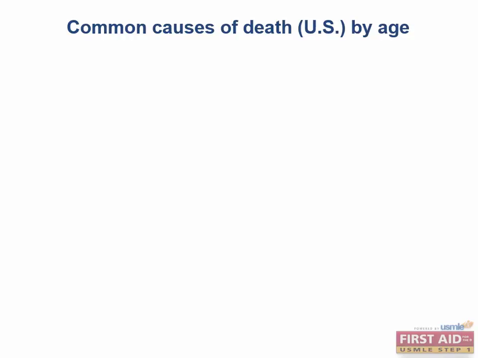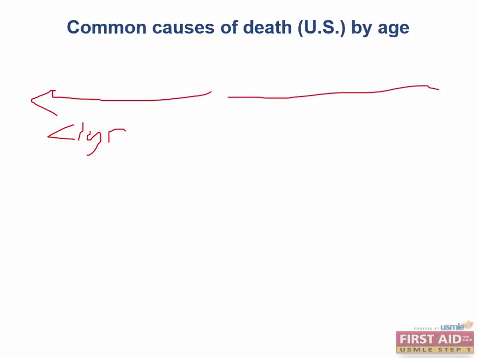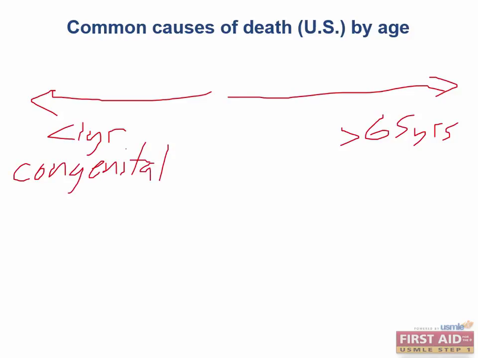I'll talk about some of the things that are most high yield for the exam. So let's start by focusing on the extremes of life. So we have here less than 1 year old, and then on the other extreme, over 65 years old. At less than a year, what is the primary cause of death? Well, here we have congenital malformations. Babies are born that aren't viable and they die pretty shortly after birth. In the same vein, preterm birth is the second leading cause of death. What is preterm birth again?